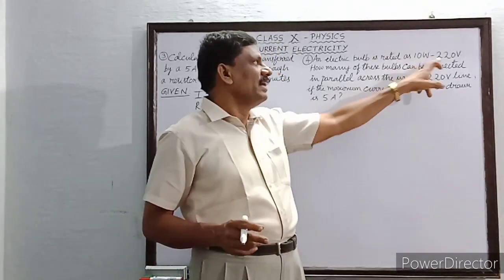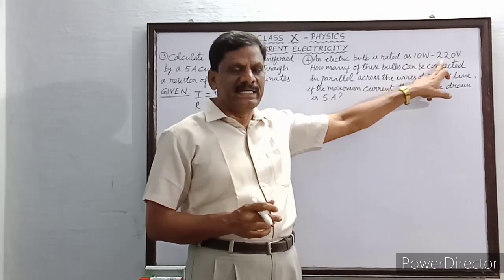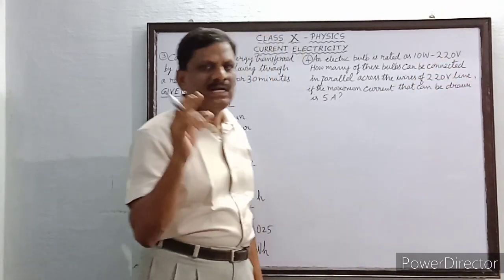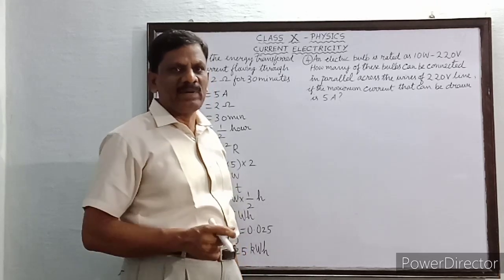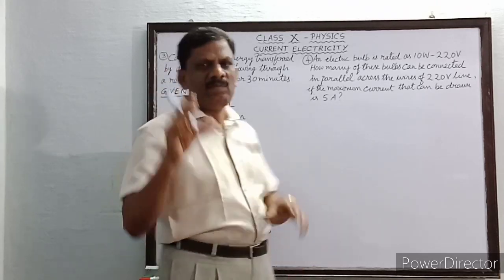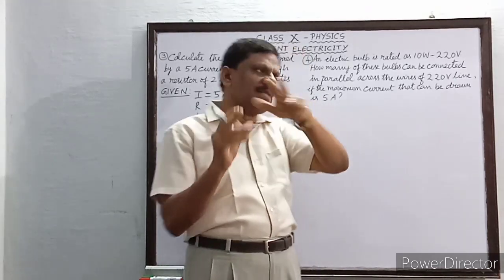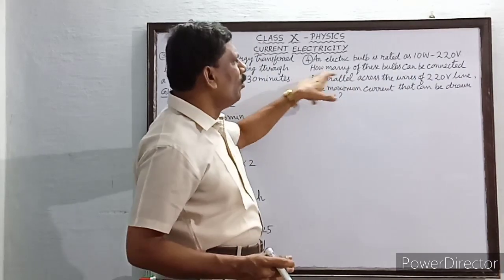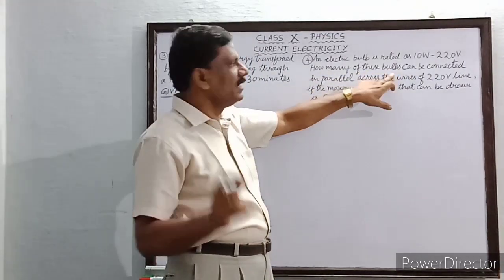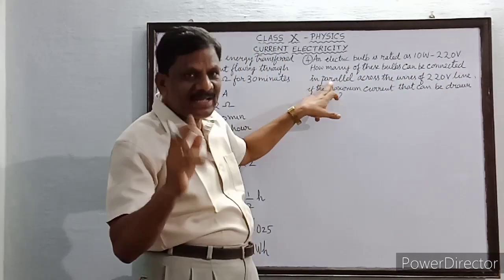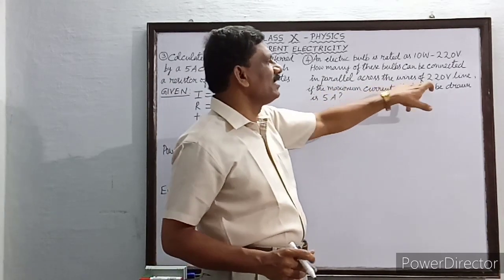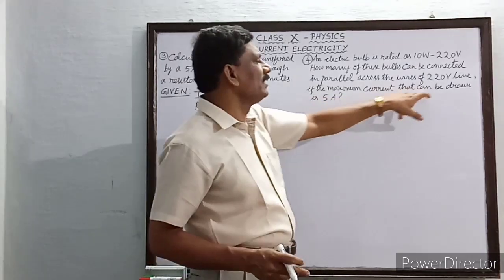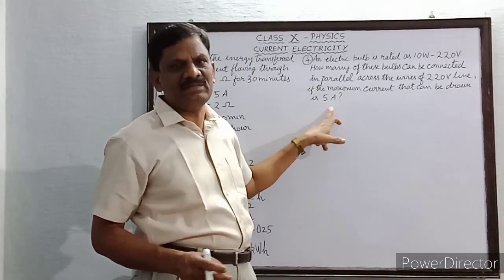Its power and how much voltage it can withstand, sometimes how much current it can withstand, and what is the frequency of AC also. In some electrical appliances it will be printed. On the surface of the bulb also it will be printed like this: 10 watt, 220 volt. How many of these bulbs can be connected in parallel across the wires of a 220 volt line if the maximum current that can be drawn is 5 ampere?